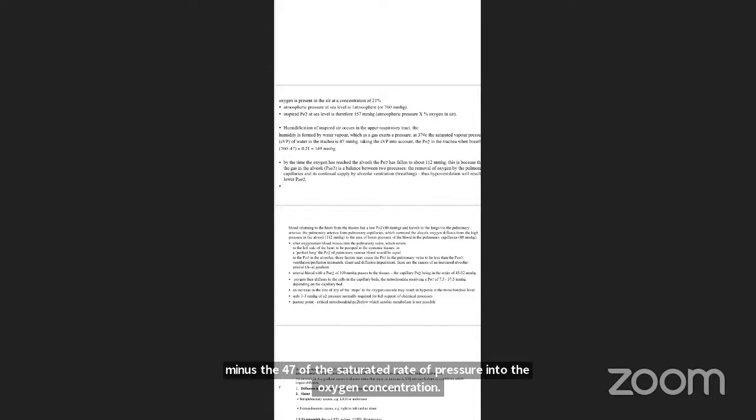Now, humidification of air happens in the upper airway tract. So we have to consider the saturated vapor pressure, which is around 47 millimeters of mercury. So subtracting the 47 of the saturated vapor pressure from 760, which is atmospheric pressure, and multiplying by the oxygen concentration, that is 21%, comes to around 149 millimeters of mercury, which is being inspired in the upper airway tract.